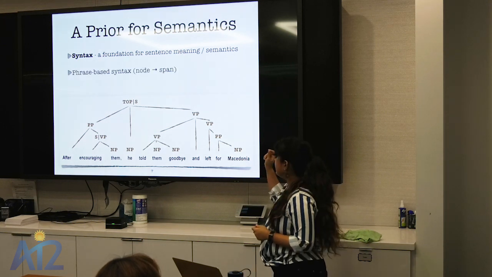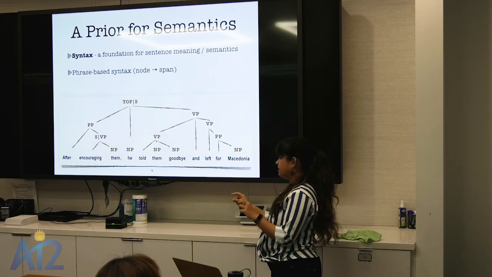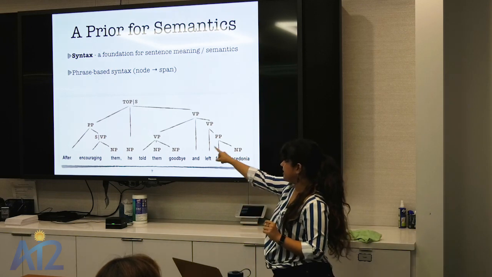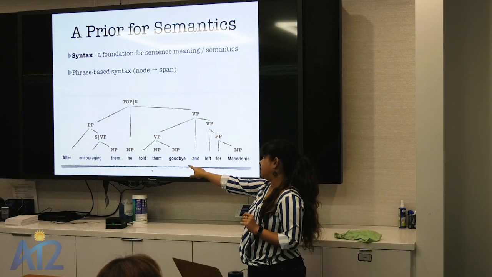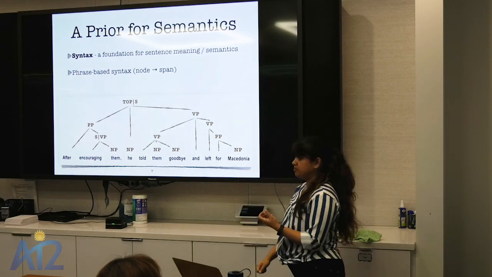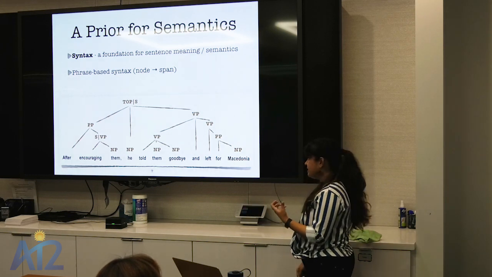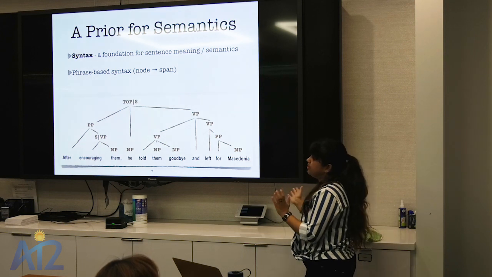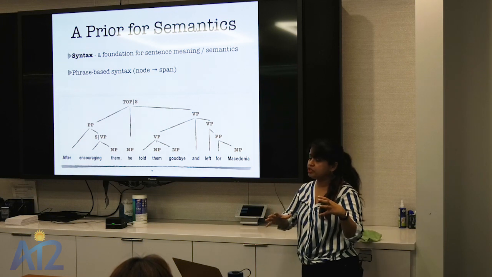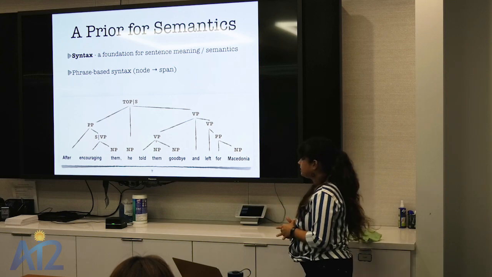And if you look at any particular node in the tree and you look at all its descendants at the leaf level, you will again get a span in the sentence. For example, the leftmost PP corresponds to the span after encouraging them. And this is good for us because we looked at semantic spans for the arguments and predicates. And so this is another representation that is going to yield similar spans. So knowing one kind of structure is going to help us know the semantic structures, which are also span-based.